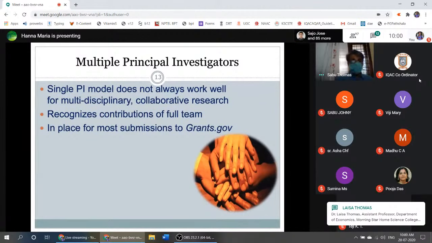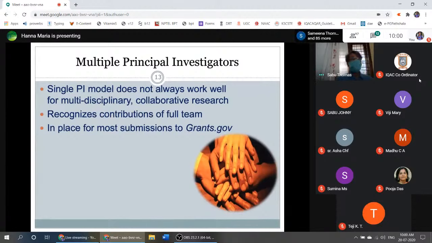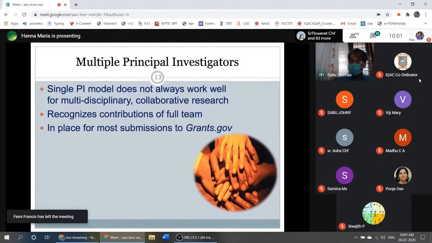Multiple principal investigators. The single PI model does not always work well for a multidisciplinary collaborative research project. For example, some of my huge projects have multiple collaborators. I do synthesis and characterization. Some of my collaborators will fabricate the devices. Some of them, if it is a bio application, will do in vitro studies. Some of them will be doing in vivo studies. So we need to have a big program. We need to have multiple collaborators.